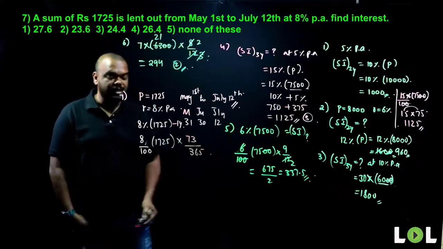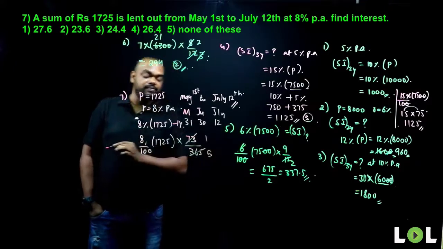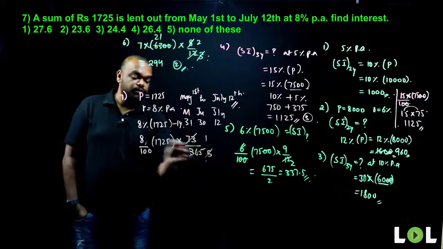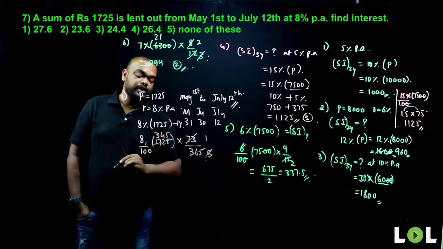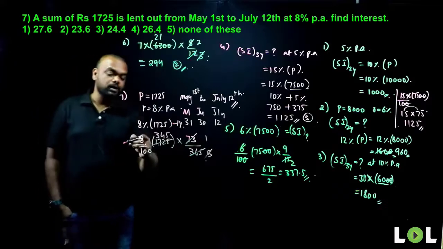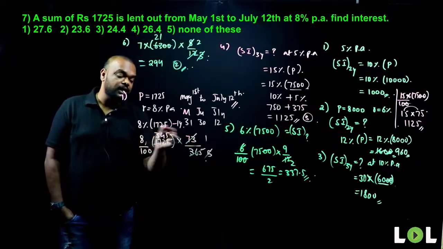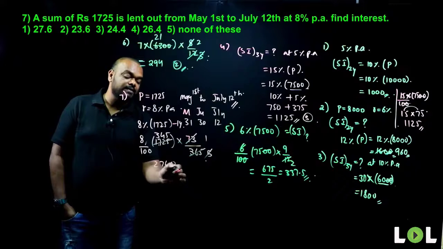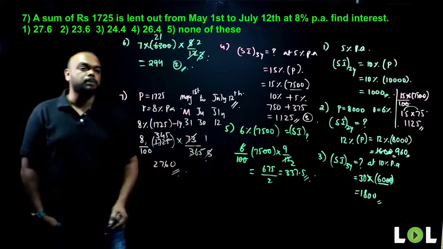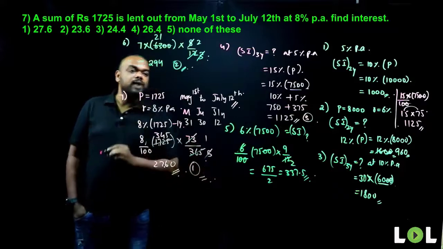Look at the calculation. 73 into 1, 73 into 5 will be 365. 5 into 1, 5 into 3, 4, 5. 345. What do I have here? 8 into 345 divided by 100. 2400, 2720, 2760. 2760 this is divided by 100. That is 27.60. Do we have the option? Yes, option number 1 is my final answer.